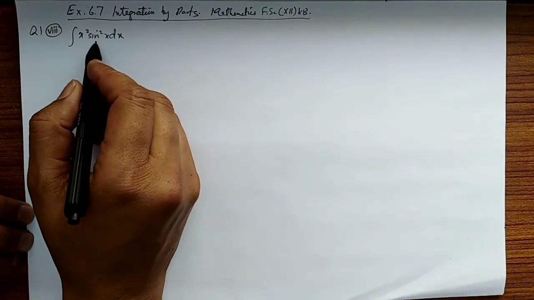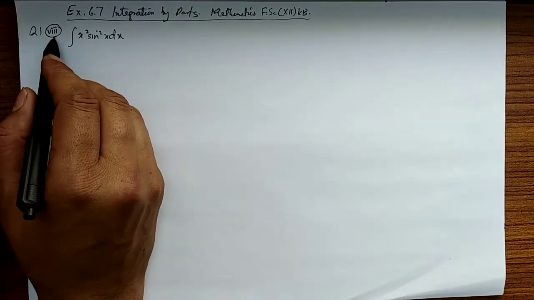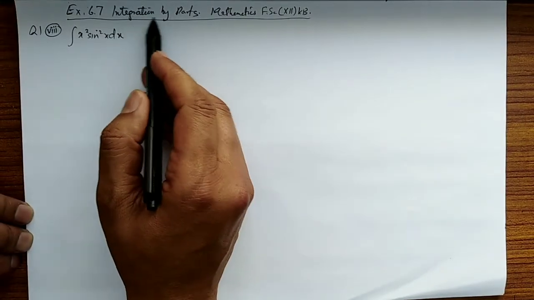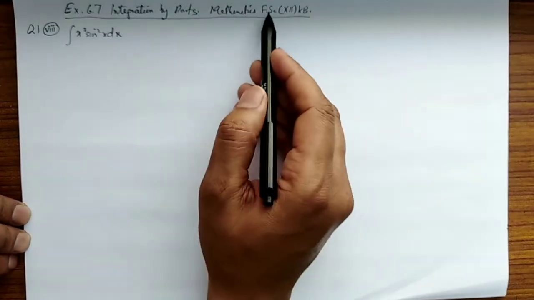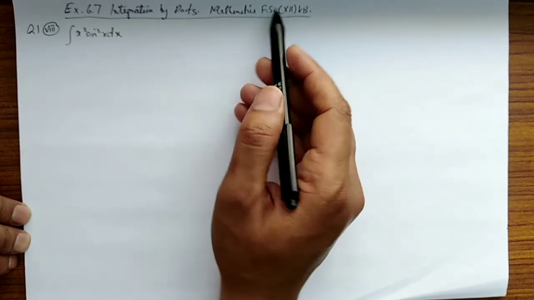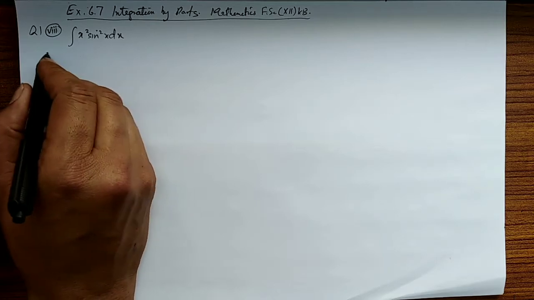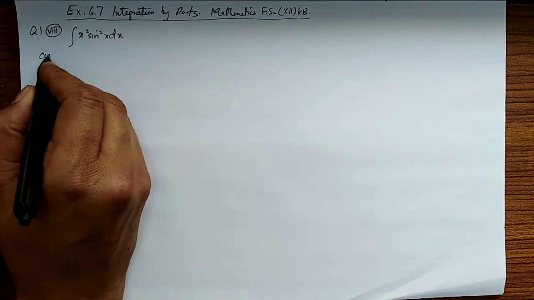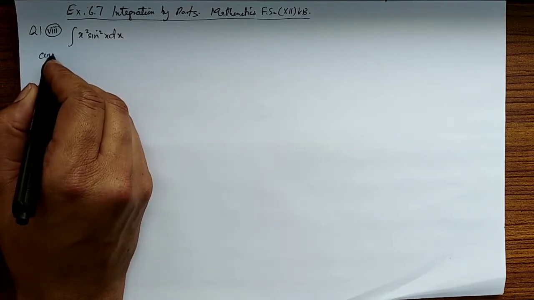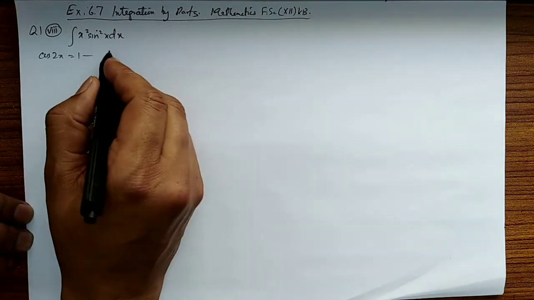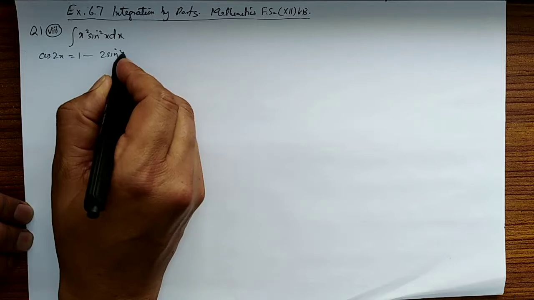Okay, students, this is question number 8, part 1, exercise 6.1, which is related to integration by parts, FSC Karachi board second year. Let's consider this identity, which says that cos 2x equals 1 minus 2 sine square x.